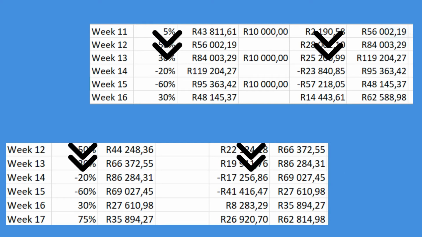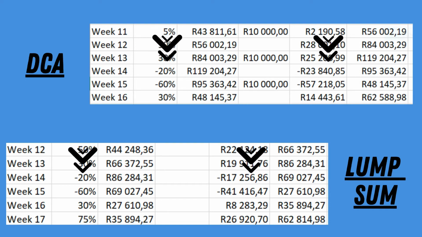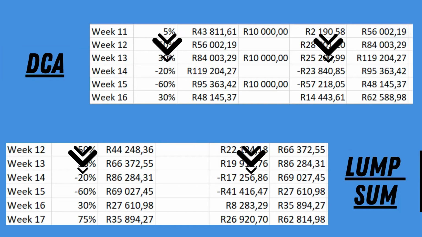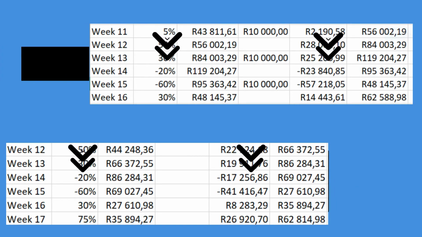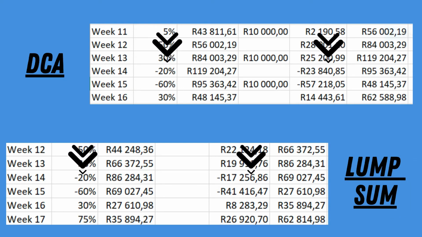Now we're quickly going to have a look at weeks 14 and 15 in the lump sum, also a 20% and a 60% drop. In total, we lose 58,000 Rand within 2 weeks. Our portfolio value drops to 27,000 Rand, whereas in the dollar cost averaging method, it's still at 48,000. So that was a massive loss for us there, and obviously not something we would be happy about at all. It's actually scary stuff if you think of it that way.